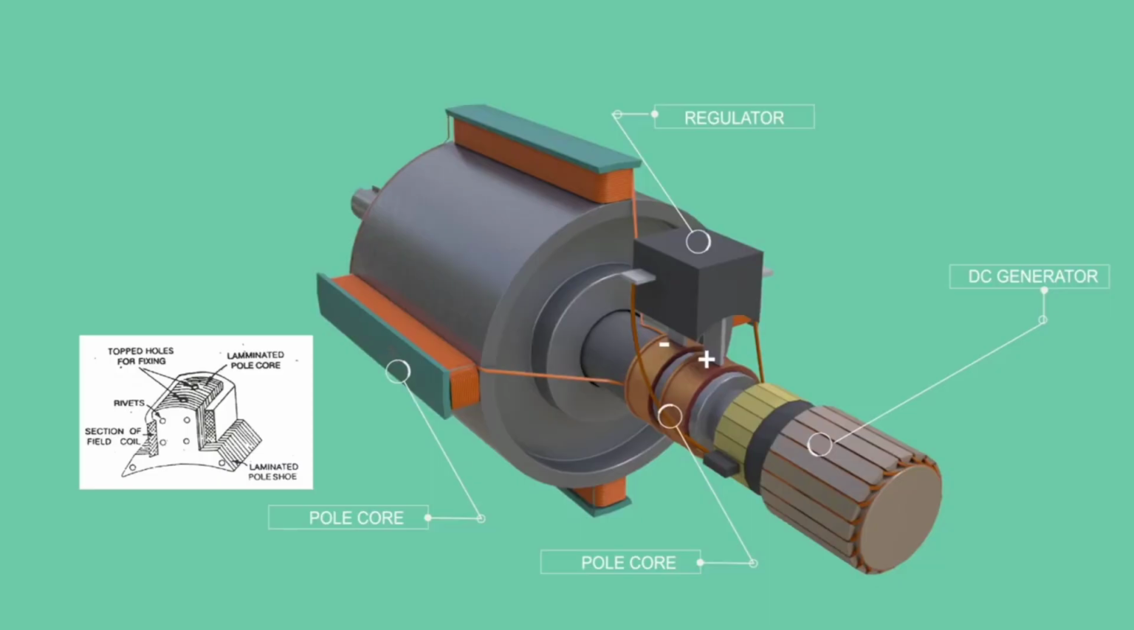This DC current is supplied either from an external source or from a small DC generator which is fitted on the same prime mover. Such alternators are called self-excited.